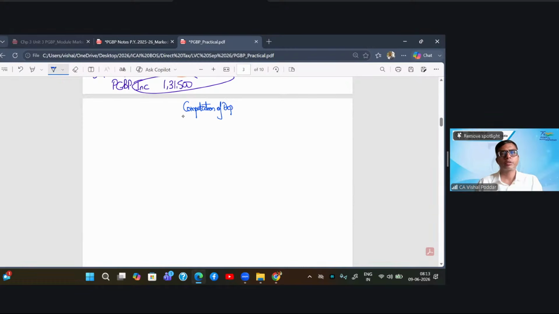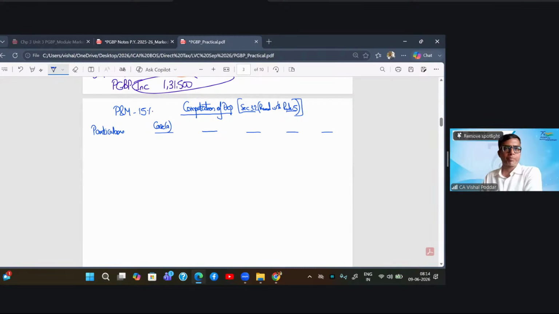Computation of depreciation, section 32, read with rule 5. Two things parallelly we are doing, 32 and rule 5. Now what is the format? Format is particulars. And then here you will write the blocks which are given in the question. Right now I am writing case A because we have only one block given, that is plant and machinery 15%. But we are given this with different situations.